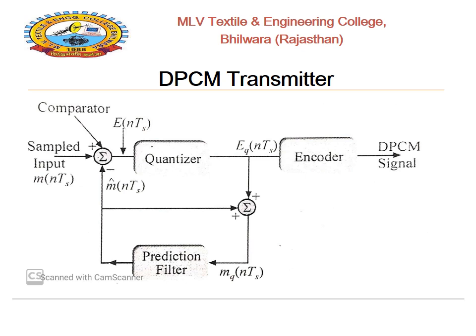The predicted sample value is produced by using a prediction filter. The quantizer output EQ of nTs and the previous prediction are added and given to the prediction filter. This makes the prediction closer and closer to the actual sample value. So the quantized error signal EQ of nTs is very small and can be encoded using a small number of bits. Thus, the number of bits per sample is reduced in the DPCM system as compared to the PCM system.